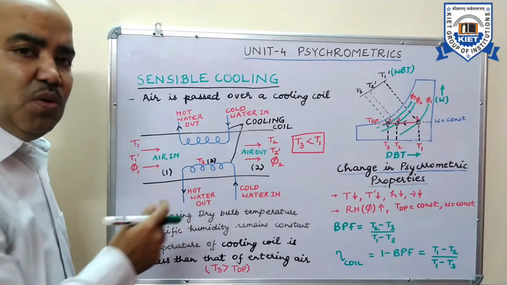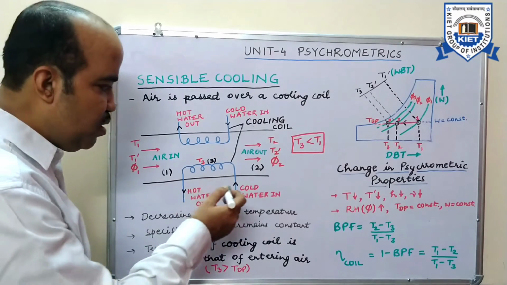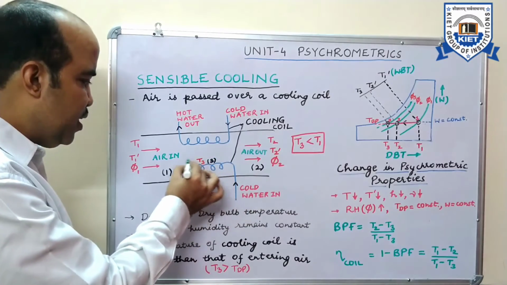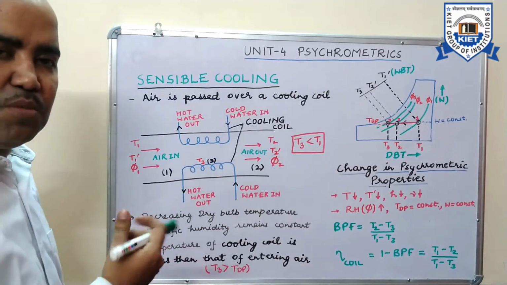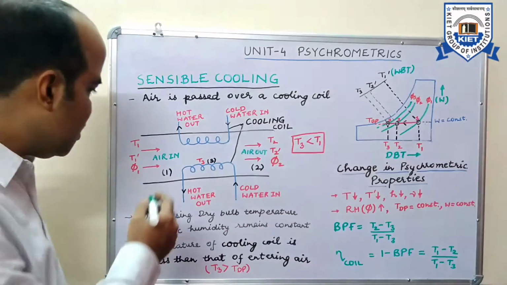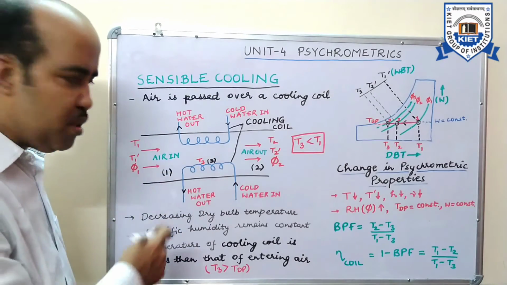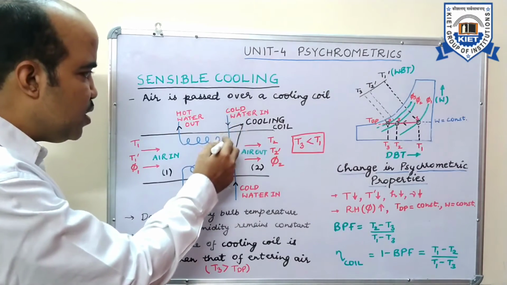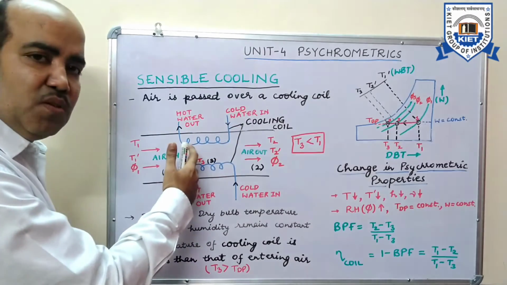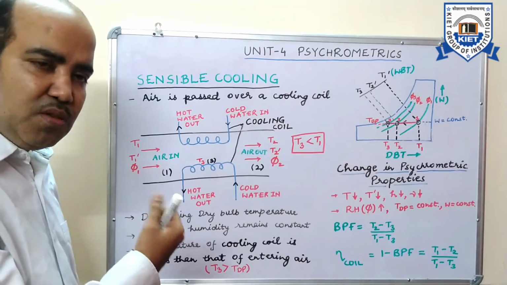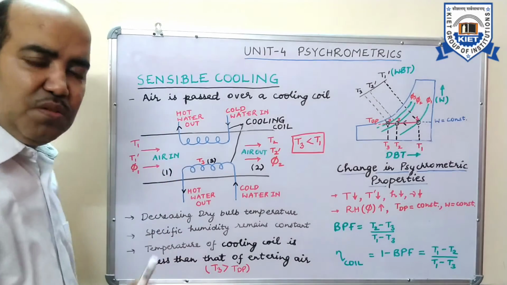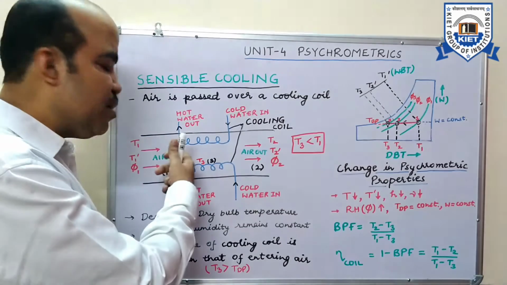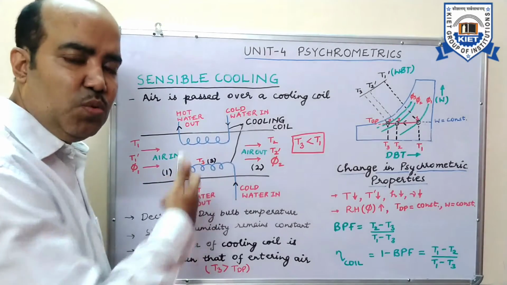So how is the coil cooled? Cold water is allowed to enter this cooling coil, and then the water, after absorbing heat from the incoming air, goes out from the other end. The same arrangement is provided on the other side of the cooling coil also. Cold water enters, and when it comes in contact with the incoming air, it absorbs the heat of the air and then moves out in hot condition. In this process, the air which is entering gets cooled.